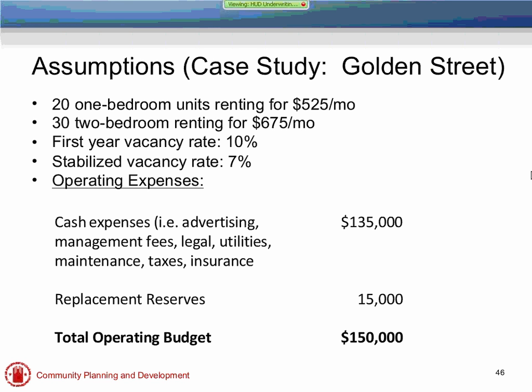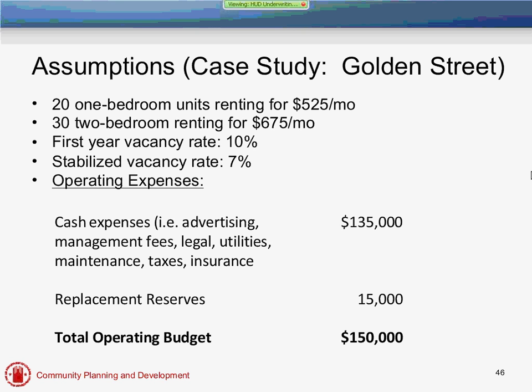Operating expenses, we had a handful of cash expenses, including advertising, utilities, insurance. Those came out to $135,000, and we also have our replacement reserve of $15,000. So to get to the stabilized NOI, we need to look at how much our total rent revenue is, subtract out our stabilized vacancy rate, and subtract out our cash expenses, our total operating expenses and reserves.